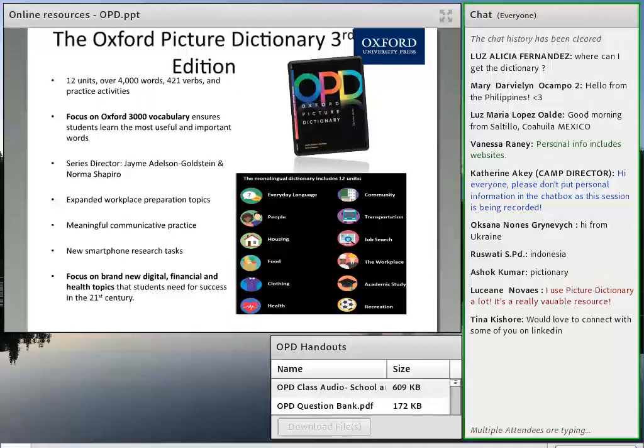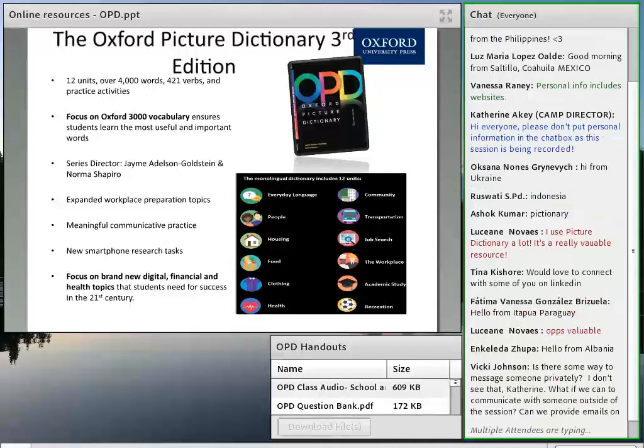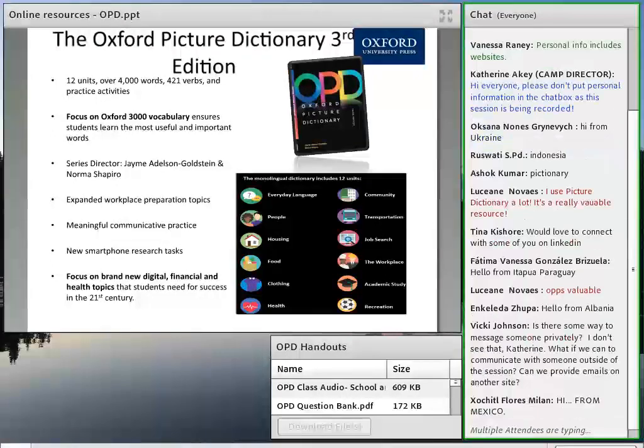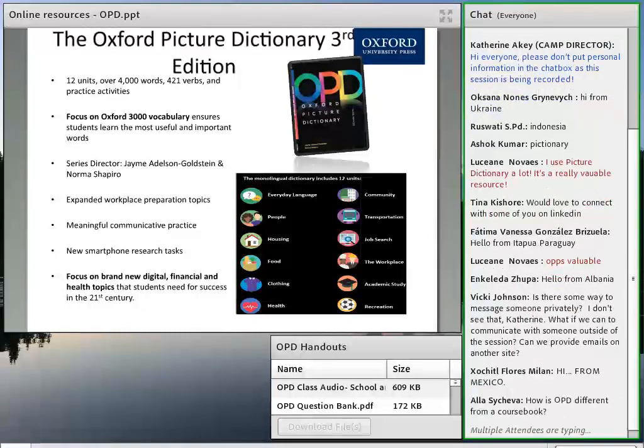And some of these new and expanded topics include job search, career planning, soft skills, first day on the job, inside a company, digital literacy, information technology, cyber safety, internet research, health insurance, illness, and medical conditions.